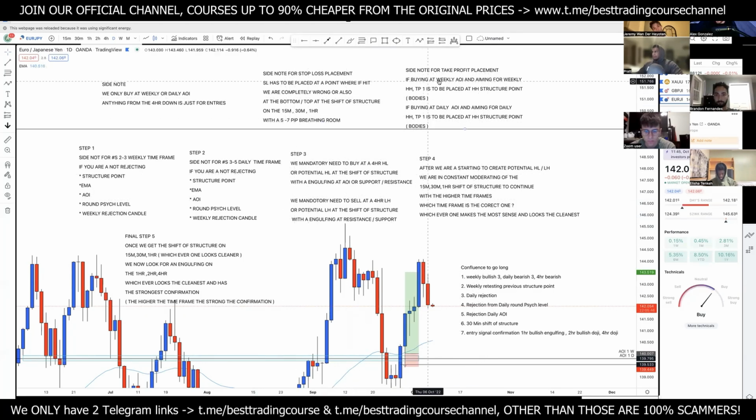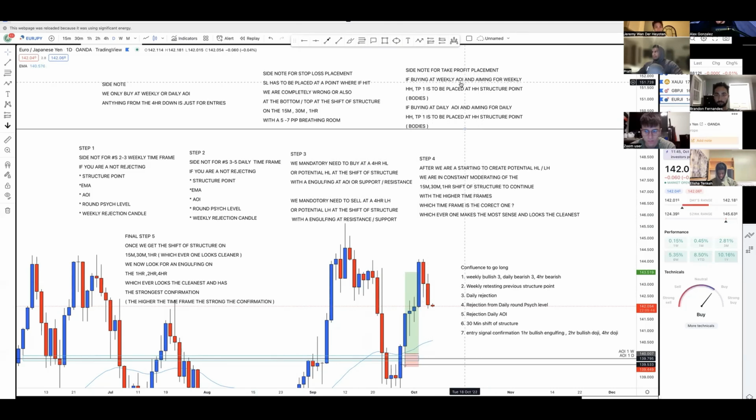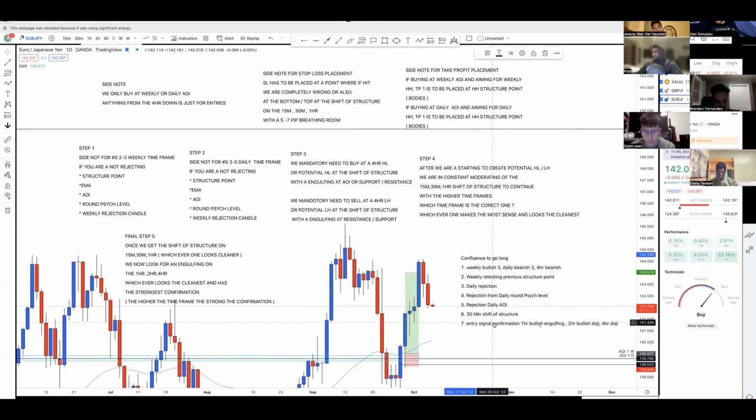When it comes to your take profit, literally place it at the weekly high or the daily high, depends where you're buying. I'm telling you, you just copy and paste this, and then there's just no questions to be asked. You literally just type your confluence up, and then there it is.